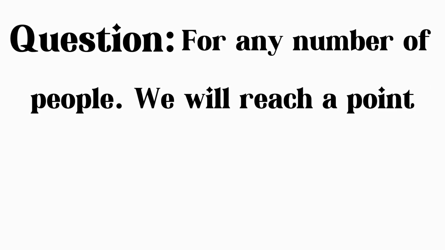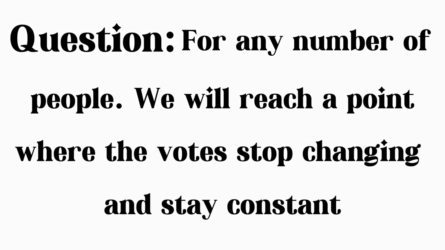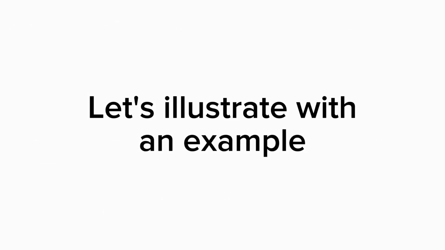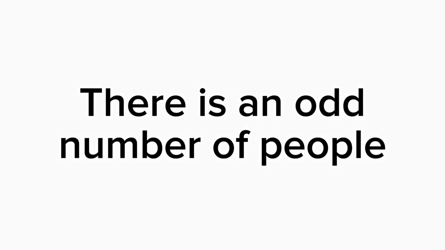The question is, after some time of following this procedure, prove that we will reach a point where we stop changing votes. No one will change their vote after this point again. Let's illustrate with an example. Remember that there is an odd number of people, so let's try 7 people.